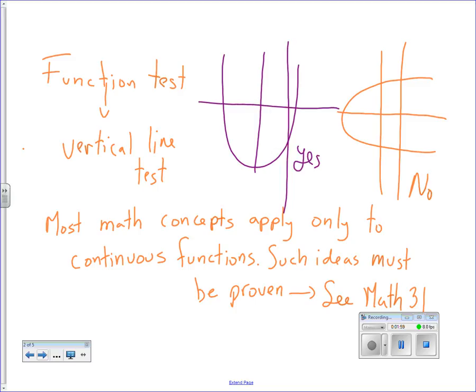Most math concepts that we learn apply only to continuous functions. Continuous is a concept that we'll have to prove in Math 31. So that's next semester. For many of you, we have to prove that the graph is actually continuous.